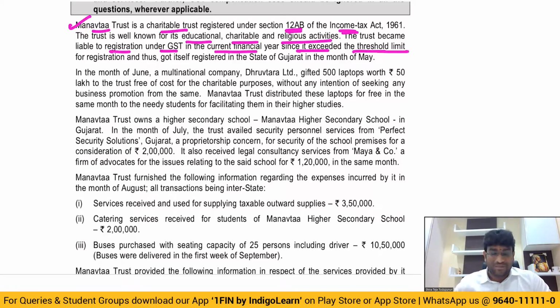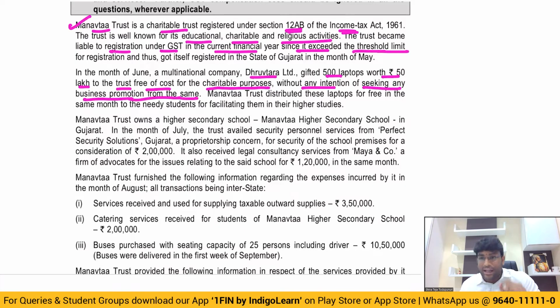Correct, guys? See now. In the month of June, a multinational company, Dhruv Tara Limited, gifted 500 laptops worth 50 lakh to the trust free of cost for their charitable purpose, without any intention of seeking any business promotion for the same. So if any activity is done out of gratitude without any intention of seeking any business promotion, my dear friends, let me tell you, that transaction is not regarded as supply.